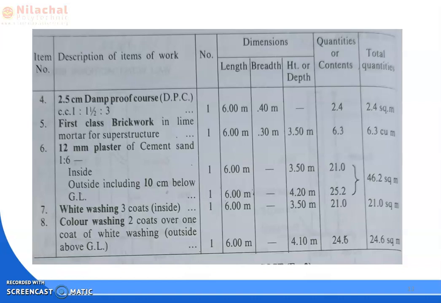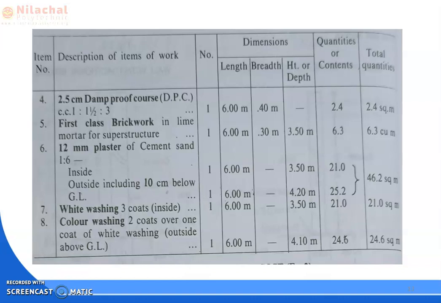We know the DPC unit is square meter. The thickness of the DPC is already mentioned in the question, so no need to mention the thickness in height or depth. Then we go to the next part.